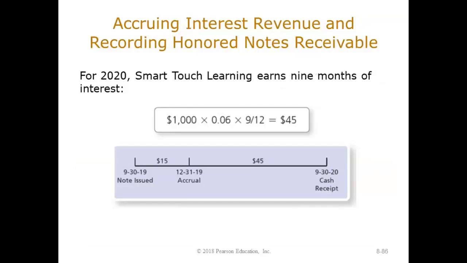Now, for 2020, Smart Touch earns 9 months worth of interest. So from January 1 through September 30th, there's 9 months worth of interest. So again, I'm going to have $1,000 times 6% times 9 divided by 12. And so for 2020, I've earned $45 in interest revenue.